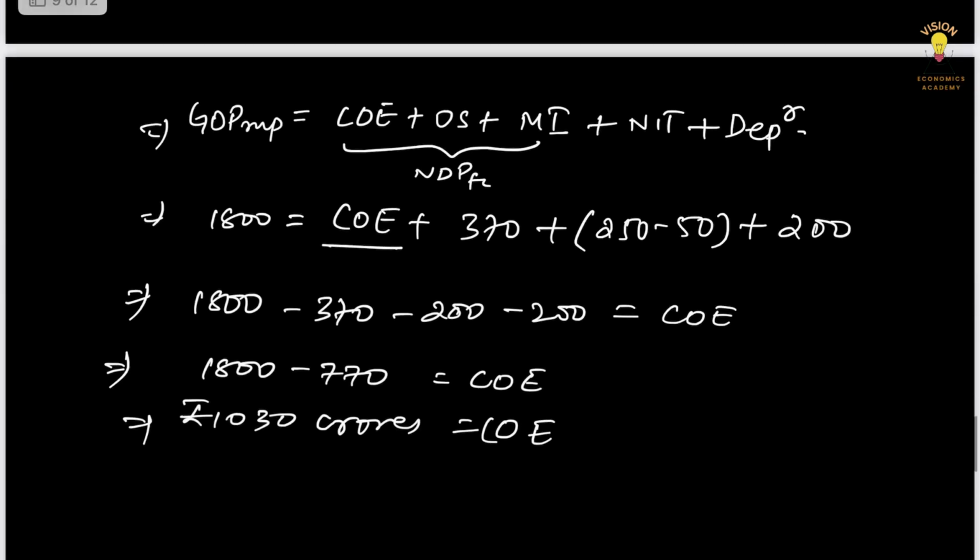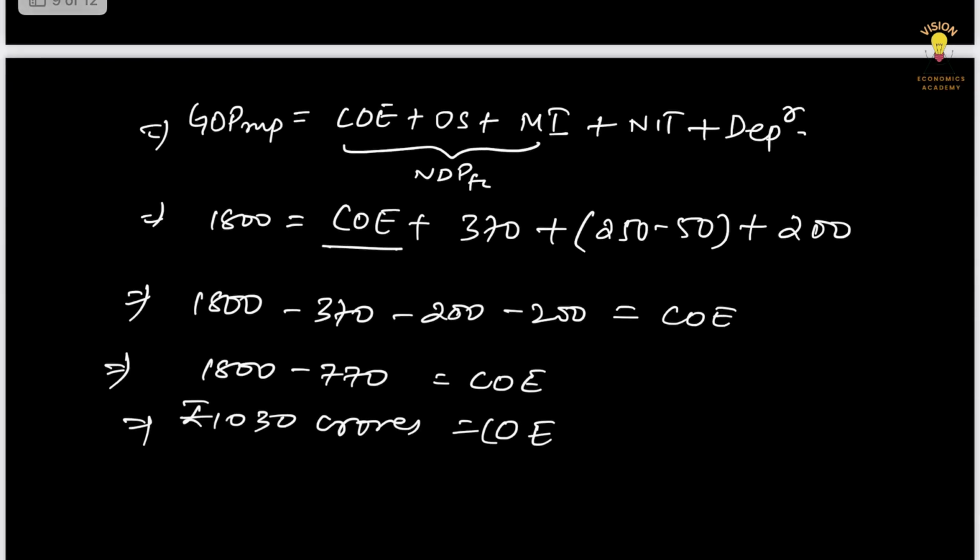With this we conclude the income method unsolved practicals. In the previous episode we completed till question number 22. That was the first part of the income method, and in this video we have done the operating surplus and compensation of employees questions.